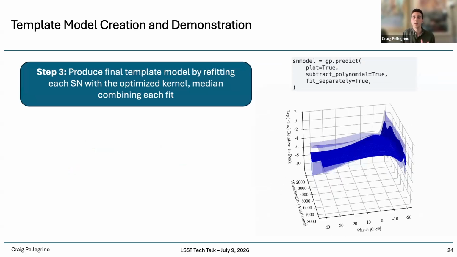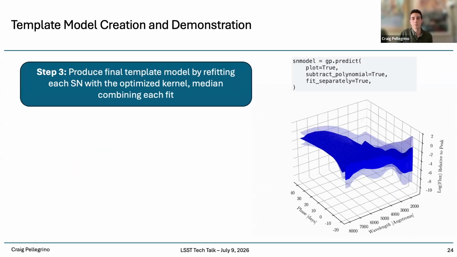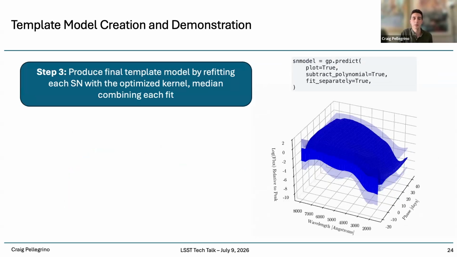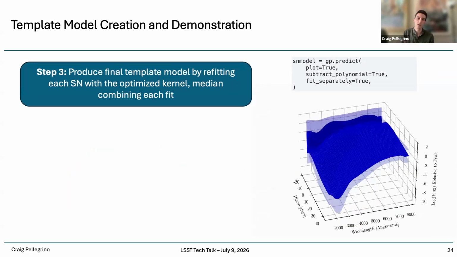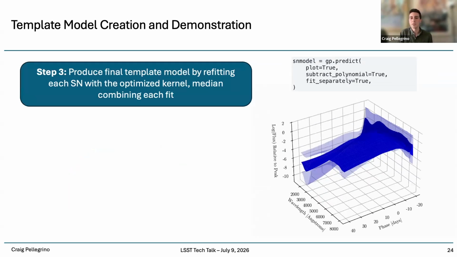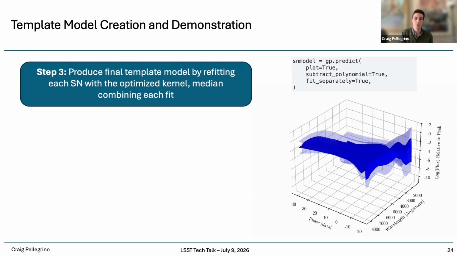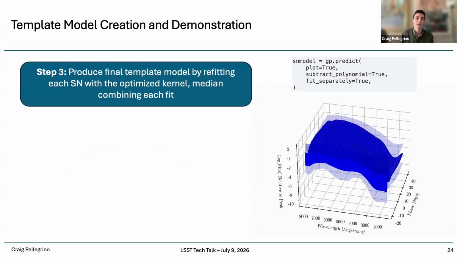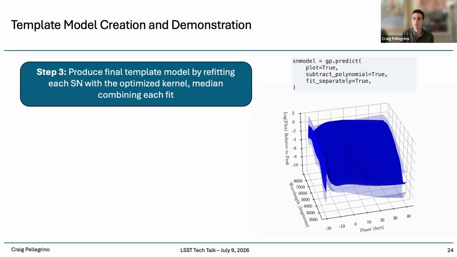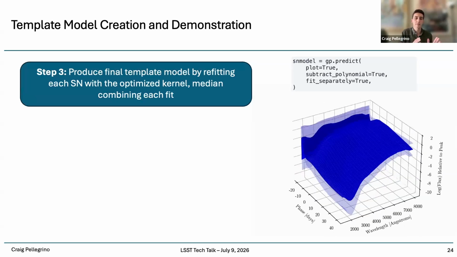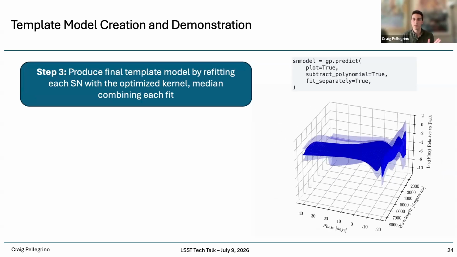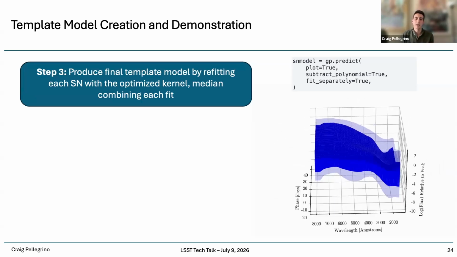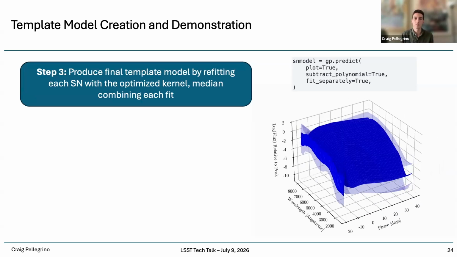And so finally, we produce the final template models by using this GP3D class object to essentially refit each supernova in the training set using our optimized kernel. And this produces this 3D representation of the spectral energy surface. It's a spectral energy distribution at any phase or wavelength. And this is done for each object in the training set. And then all of these individual surfaces are median combined, and that produces our final output template model.